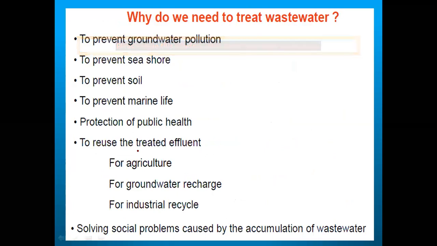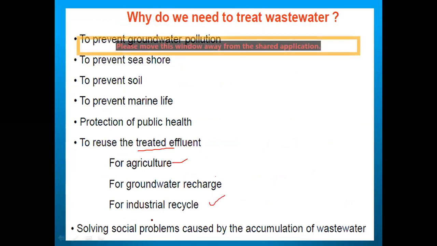To reuse the treated effluent, we can use it for agriculture, for groundwater recharge, for industrial recycling, and for production of electricity also we can use. Solving social problems caused by the accumulation of wastewater. So if we accumulate this wastewater and treat it, we can solve some of the problems in the society, right?